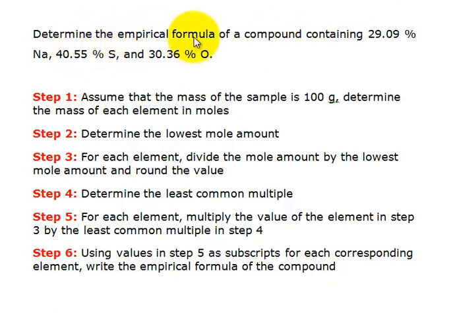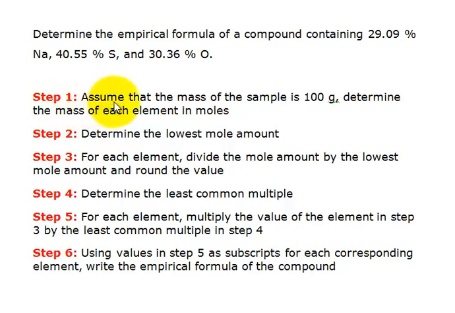Determine the empirical formula of a compound containing 29.09% sodium, 40.55% sulfur, and 30.36% oxygen. There are 6 steps to solve this problem.